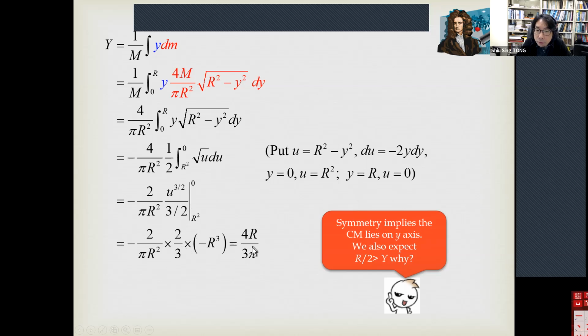Now if you use your calculator to calculate the value of 4 over 3 pi, you will find that the position of the center of mass is smaller than r over 2. It's smaller than r over 2, meaning that the position of the center of mass is closer to the base, closer to the x-axis than to the top.